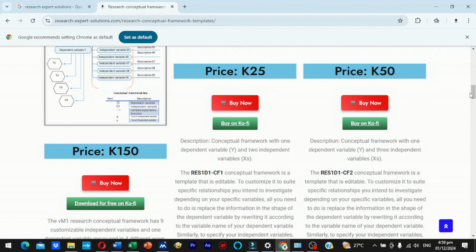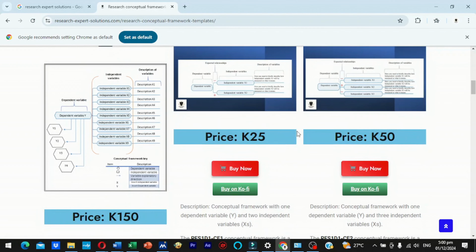So that one, mostly it's meant for international customers, right? Ko-Fi offers good payment systems for international customers. But if you want to buy directly from Research Expert Solutions, or rather from us, you can click on the buy button that is red, right? What will happen is that when you click on that, it will redirect you to send us a message to our WhatsApp so that we can respond to you and discuss with you what payment method you are comfortable with.